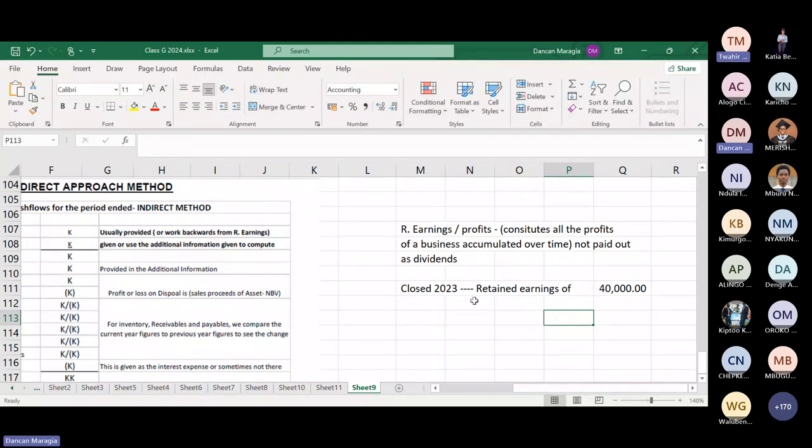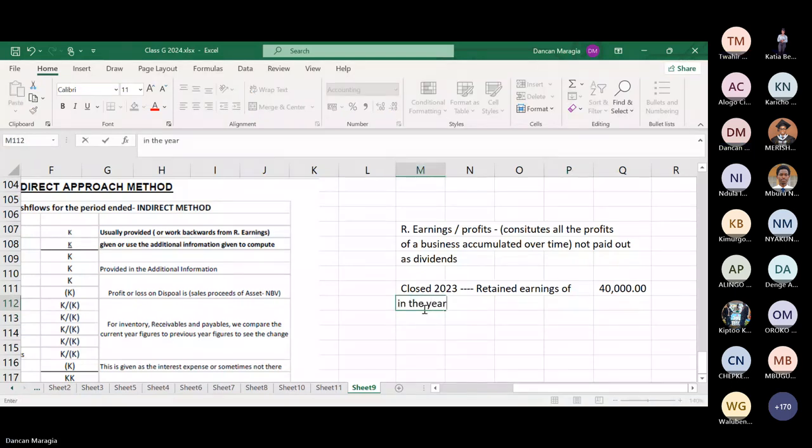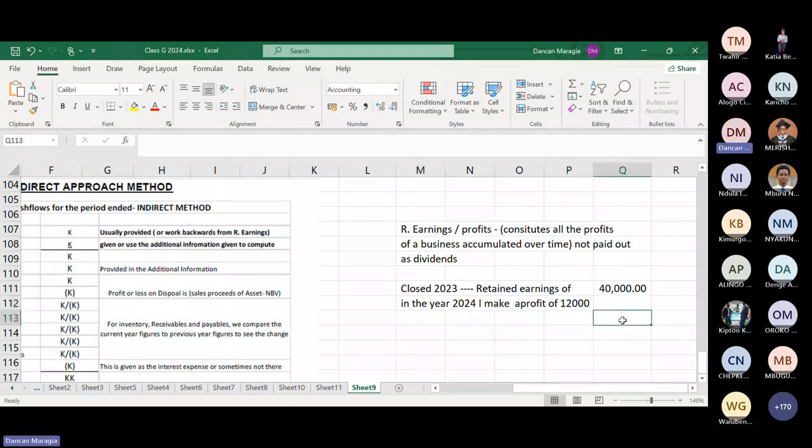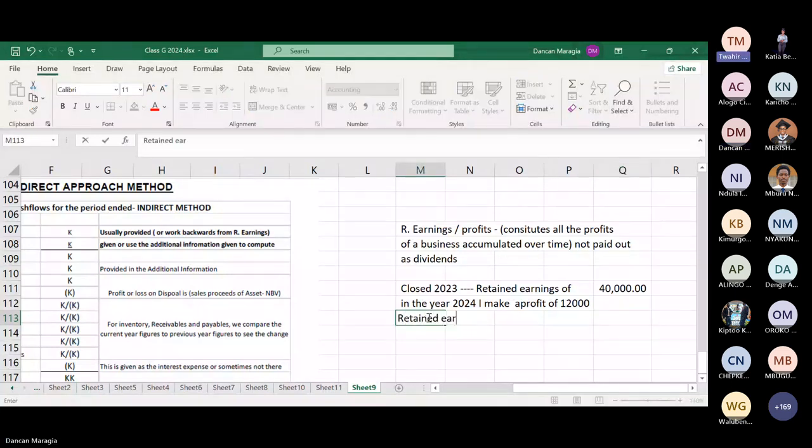So in the year 2024 now, I make a profit. In the year 2024 alone, I make a profit of 12,000. So how much should my retained earnings be before I even close the year? I've made a profit of 12,000. If that's net, then it's 52. So my retained earnings should increase to 52.